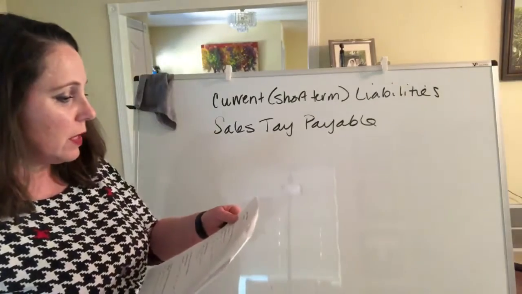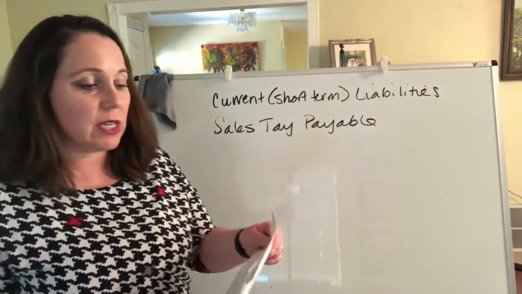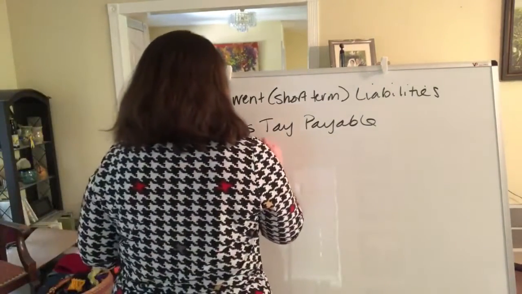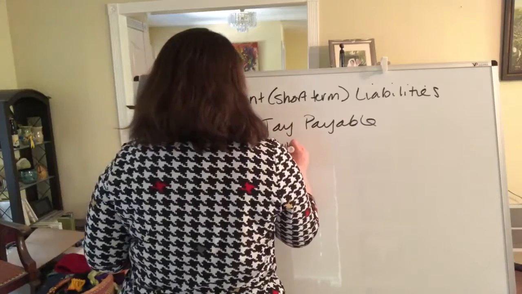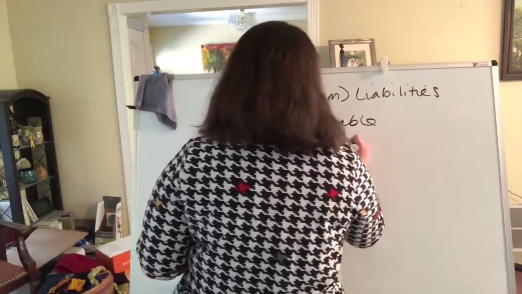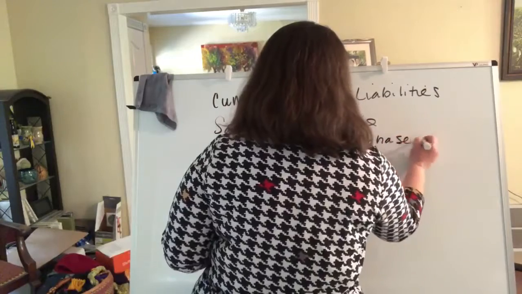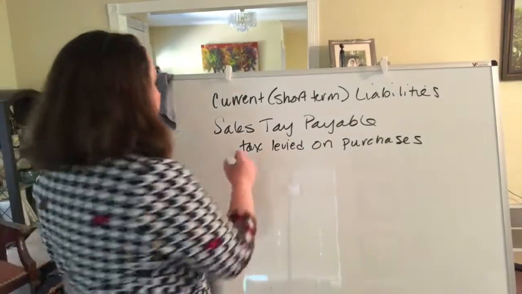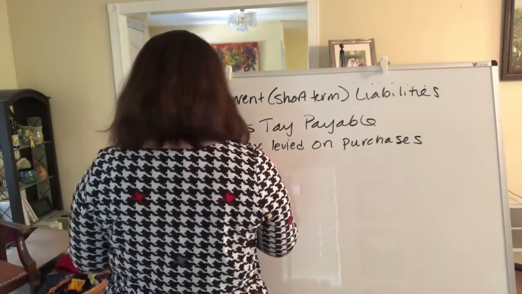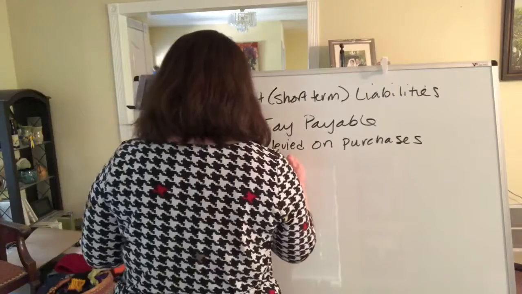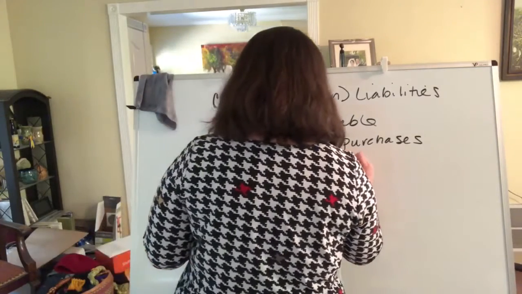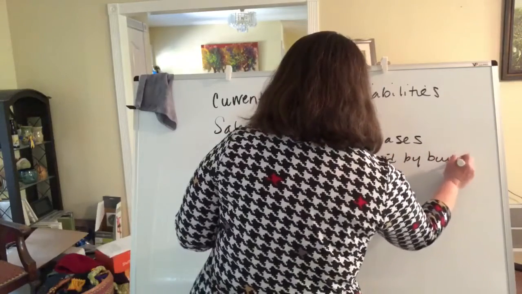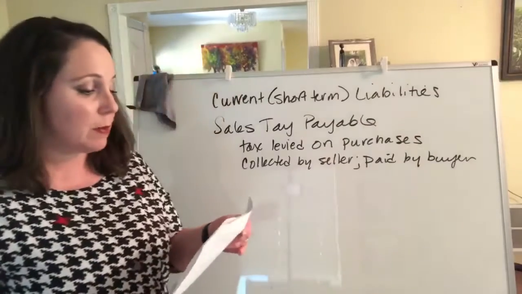All right, so the definition is it's tax that's collected by the seller but paid by the buyer. It's a tax that's levied on purchases, so it's not based on your income, it's based on what you buy, and it's collected by the seller and it's paid by the buyer.